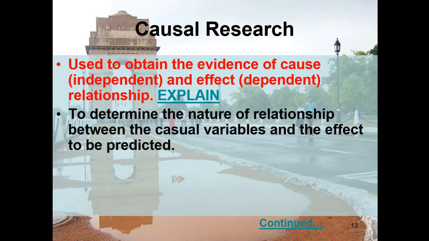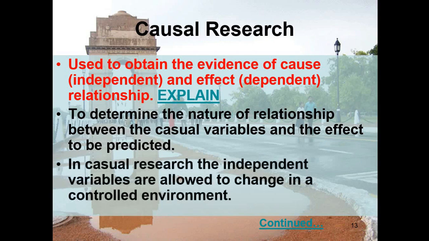To determine the nature of the relationship between the causal variable and the effect. These effects can also be predicted. Once we establish a relationship between the cause and the effect variables, two variables or more than two variables, then we can use this relationship in causal research for the purpose of prediction or forecasting. In causal research, the independent variables are allowed to change in a controlled environment. Now, a controlled environment in some of the social science research, including market research, might not be attained. So causal research design is an important way to actually look into the thing. So in causal research, the independent variables are allowed to change in a controlled environment. This is one very important aspect of causal research.